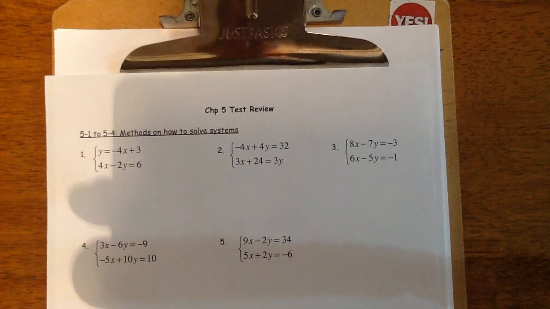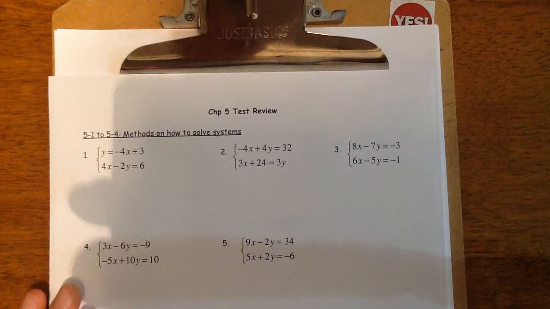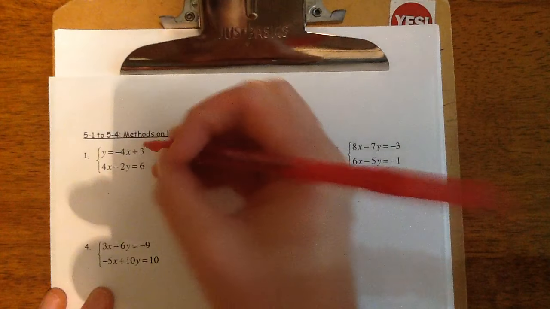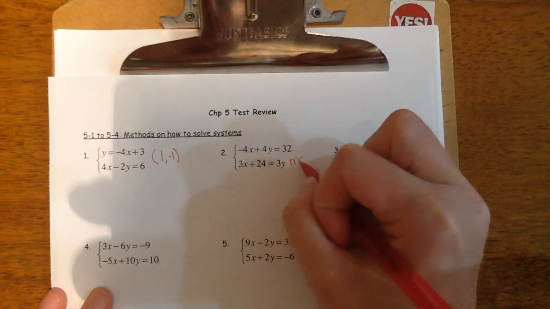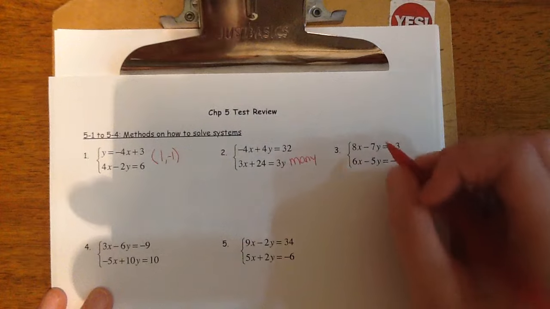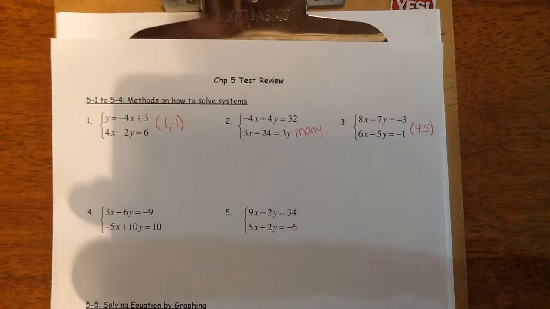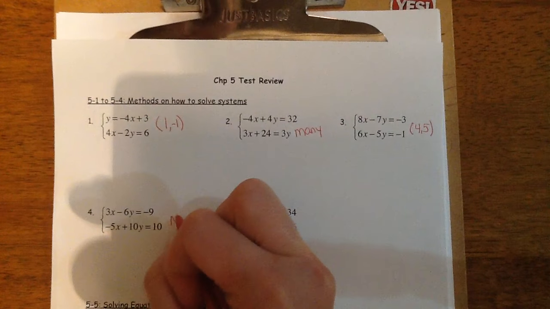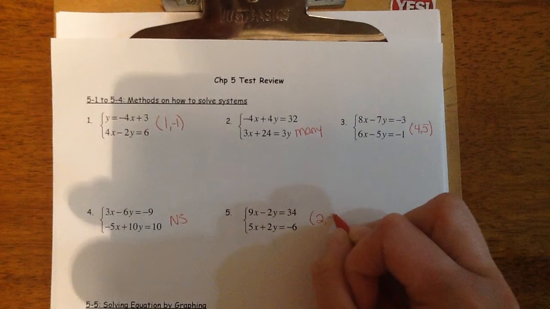Okay, hopefully you have worked all these out. So what I'm going to do is quickly tell you the answers, and then after I tell you the answers, I'll get you started on how to solve them. And if everybody's feeling really comfortable, please feel free to direct the sub that they may fast forward through this part of the video. So number 1 came out to be (1, -1). Number 2 came out to be many solutions. Number 3 was (4, 5). Number 4 was no solution. And number 5 was (2, -8).